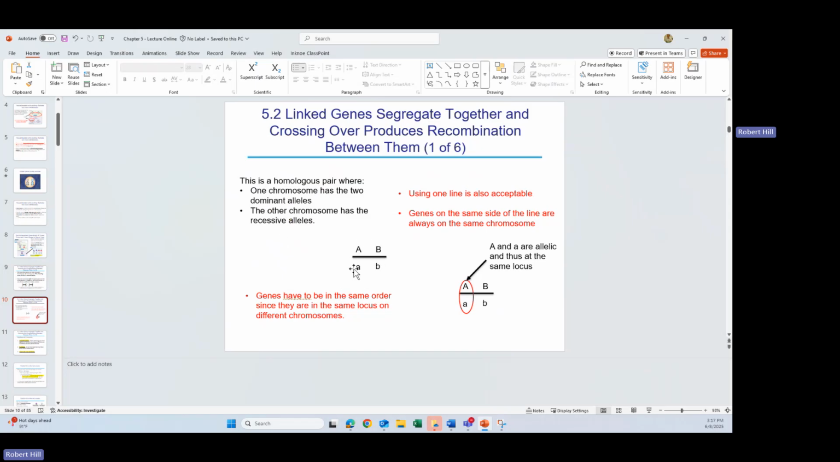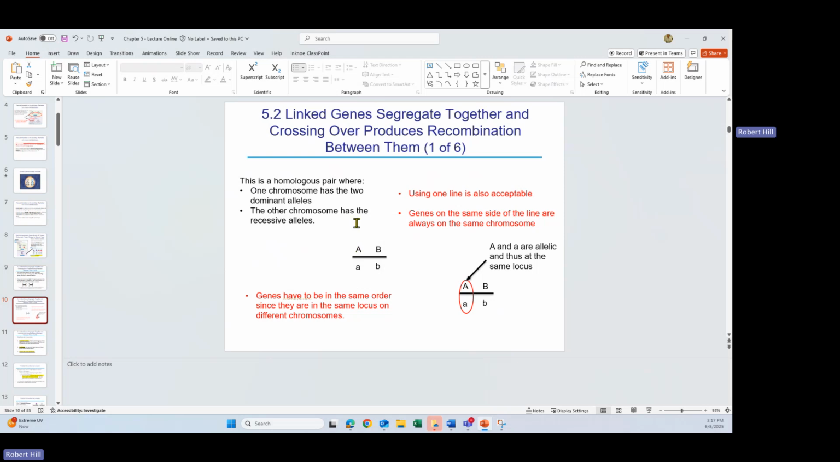So 2 dominant, 2 recessive, you're dealing with a homologous pair. You'll see 2 lines and also just 1 line. It's the same thing, but 1 line means that we're looking at 2 chromosomes. This is 1 chromosome. This is the other chromosome, okay? The genes have to be in the same order, though.